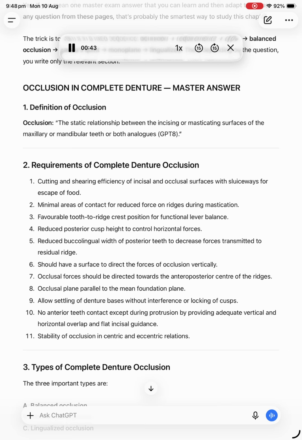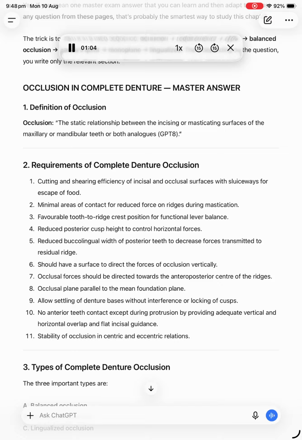1. Cutting and shearing efficiency of incisal and occlusal surfaces with sluiceways for escape of food. 2. Minimal areas of contact for reduced force on ridges during mastication. 3. Favorable tooth-to-ridge crest position for functional lever balance. 4. Reduced posterior cusp height to control horizontal forces.